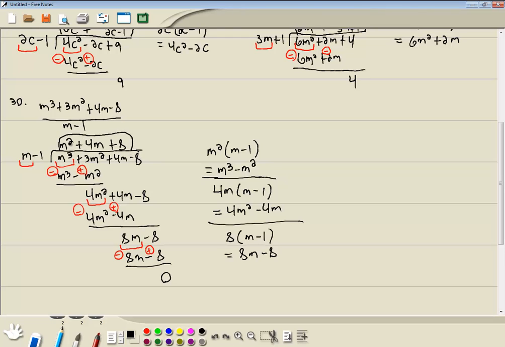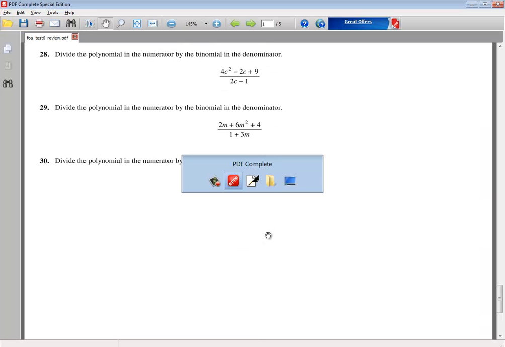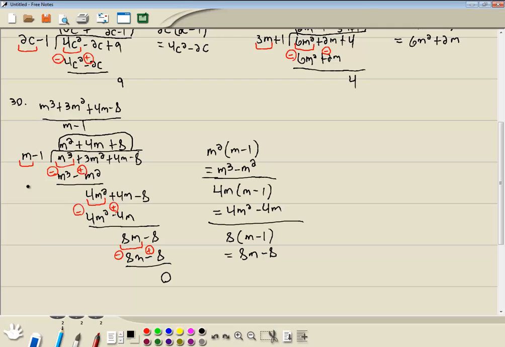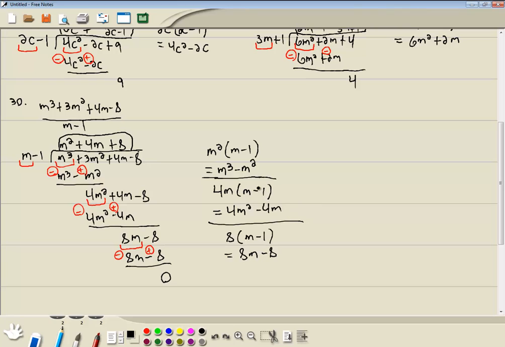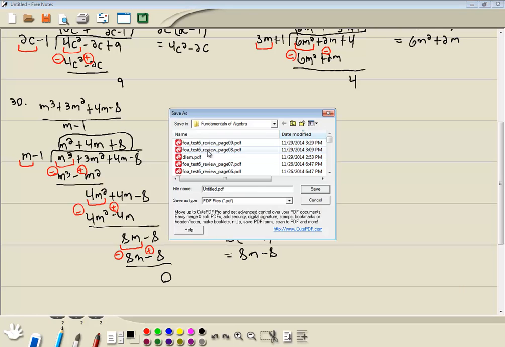Now let me double check that was the last problem. I think it was. Yes, that was the last one. So let me save this. There we go.